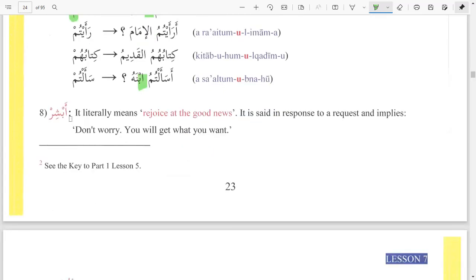And the last is abshir. Abshir means rejoice. Rejoice at the good news. When you have good news, you say abshir. It is said in response to a request and implies, don't worry, you will get what you want. We will learn it in the lesson also, inshallah.